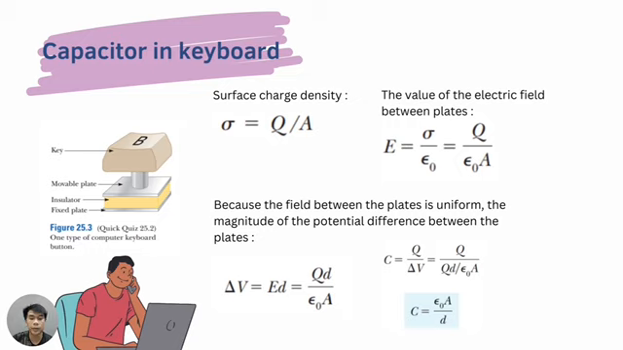Because the field between the plates is uniform, the magnitude of the potential difference between the plates is delta V equal to Ed, and Ed is equal to Qd over epsilon naught A. So we can derive the equation to become C equals Q over delta V, and then for delta V we substitute Ed, and it becomes C equal to epsilon naught A over d, which means that whenever the distance between the movable plates becomes shorter, the capacitance in the keyboard becomes larger.